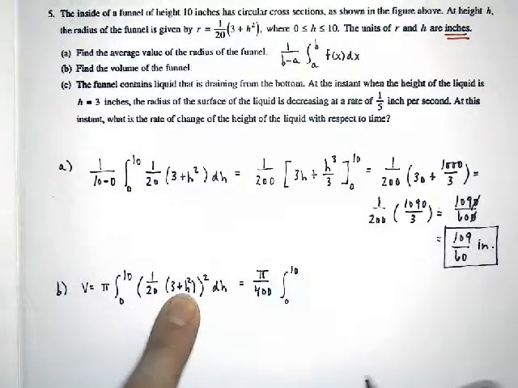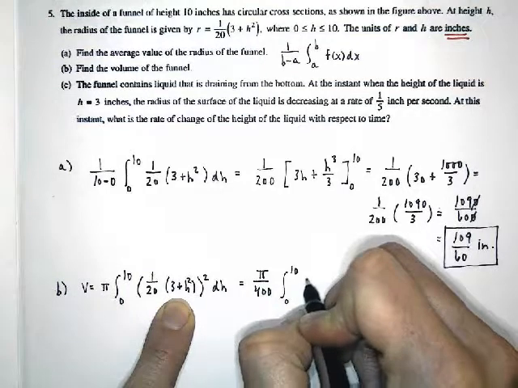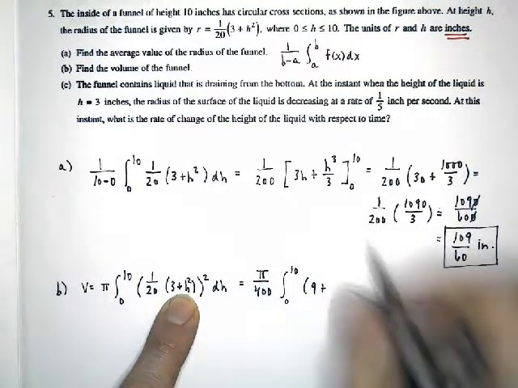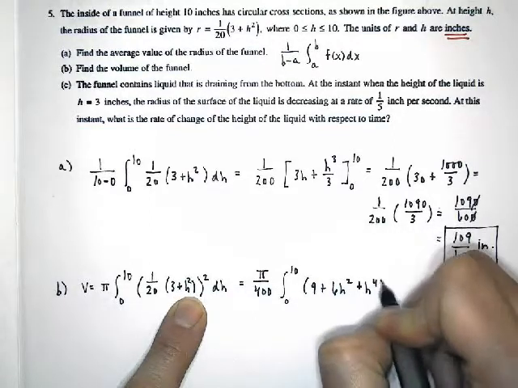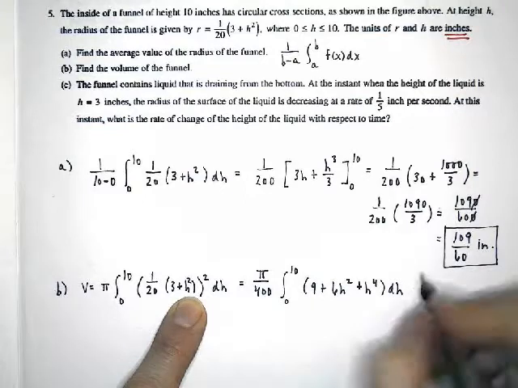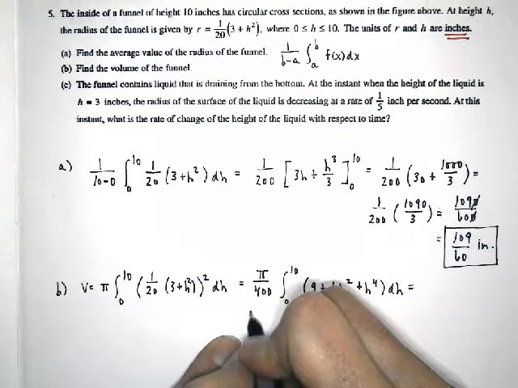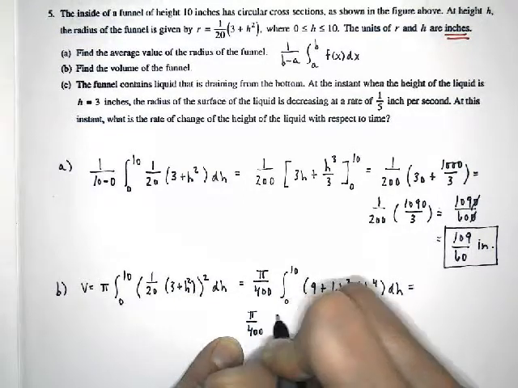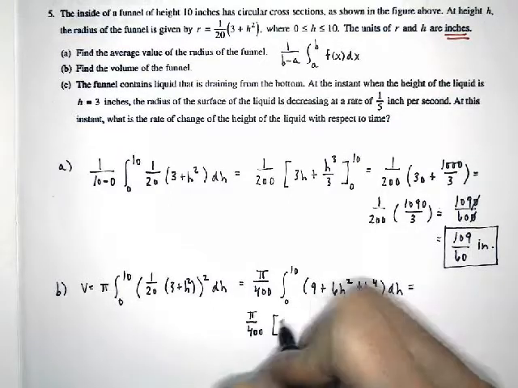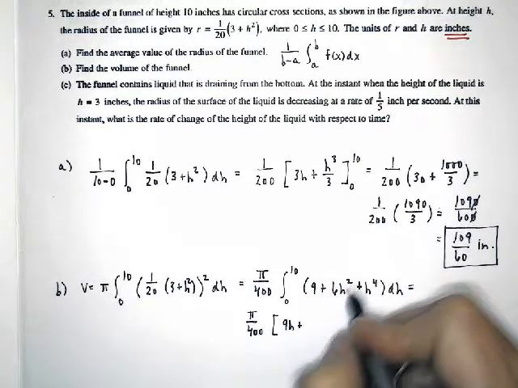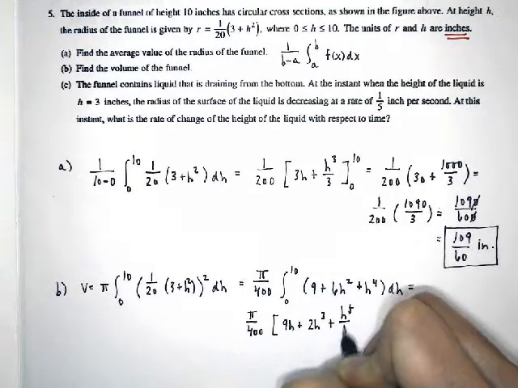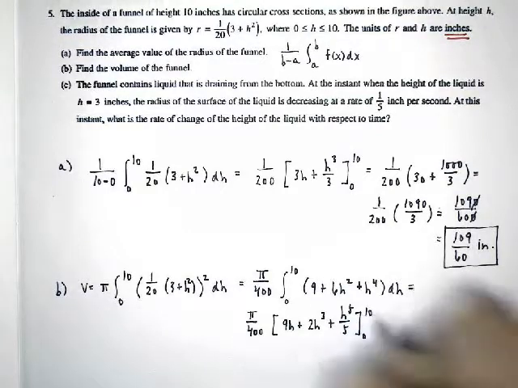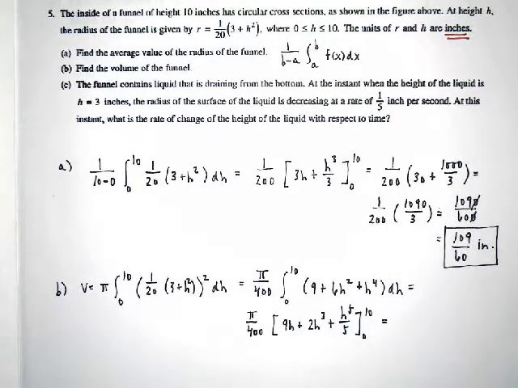Squaring this quantity, remember, I'm going to get a trinomial here. So 3 squared is going to give me 9. Then I'm going to have plus 6h squared plus h to the 4th dh. So I get pi over 400. Now I can anti-differentiate. So 9h plus 2h cubed plus h to the 5th over 5 from 0 to 10. And now we just have to do some arithmetic here.